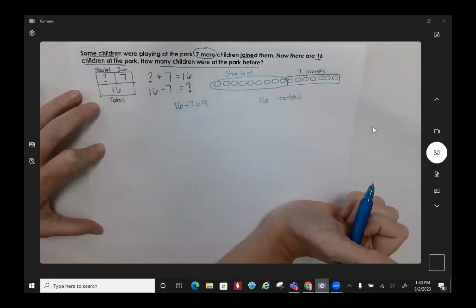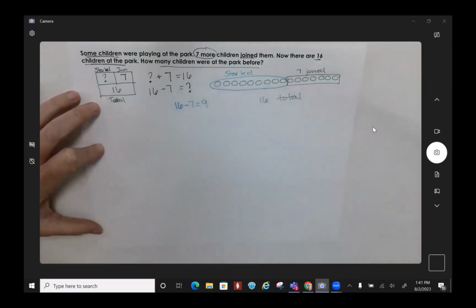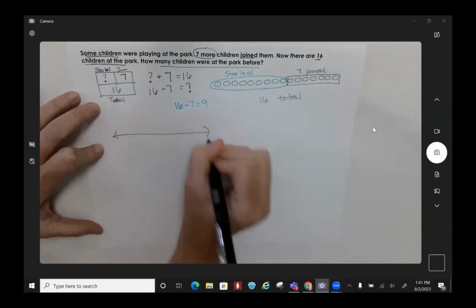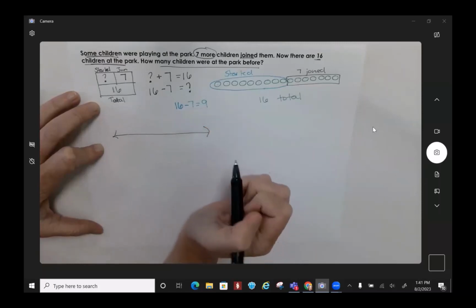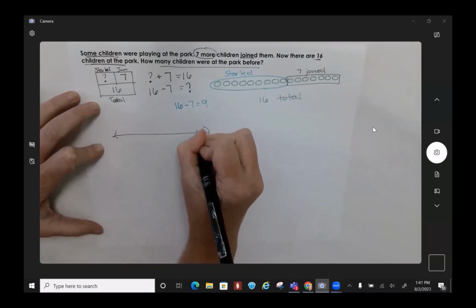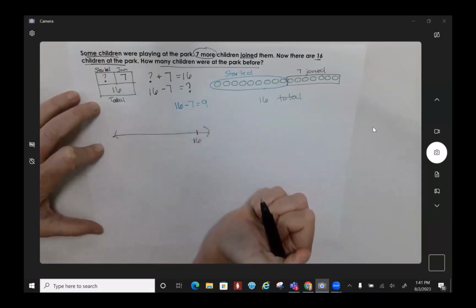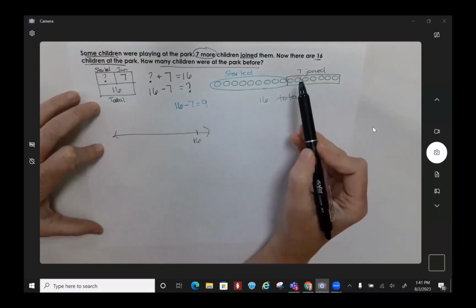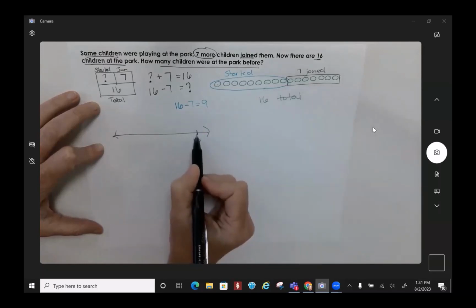Once students are ready, you can also show them how to solve this problem using a number line. I'm going to draw my number line. And on my number line, I'm going to start with the total number of children in the park. The total number of children in the park was 16. I am going to jump backwards 7 because that's the number of students that joined.